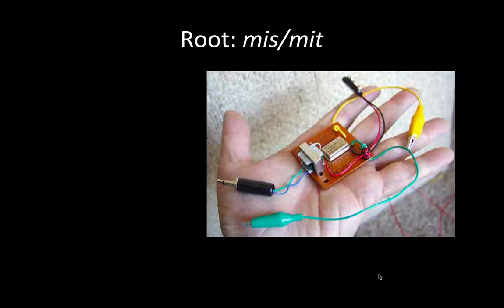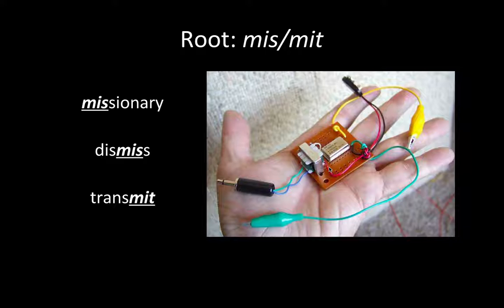All right, this is a picture of a transmitter. And so it sends things out. So we have missionary is a familiar word, dismiss, and transmit. Again, these words will not appear on the test. They're just going to help you better understand miss and mit.